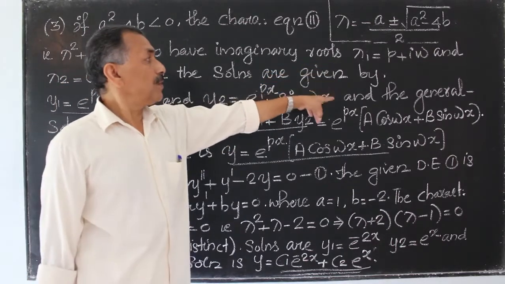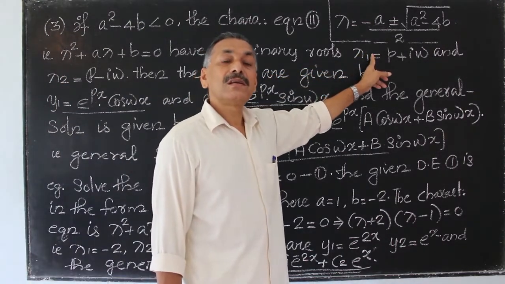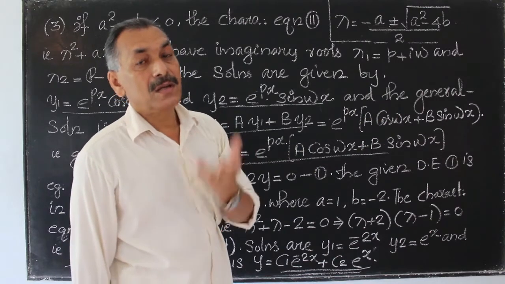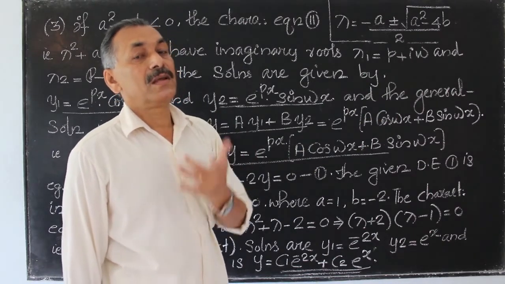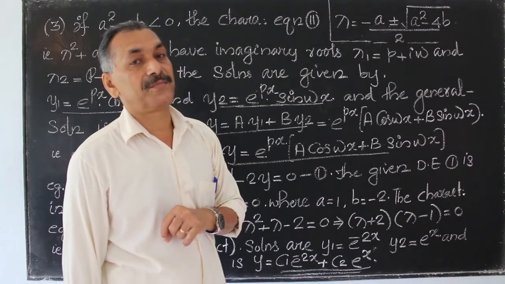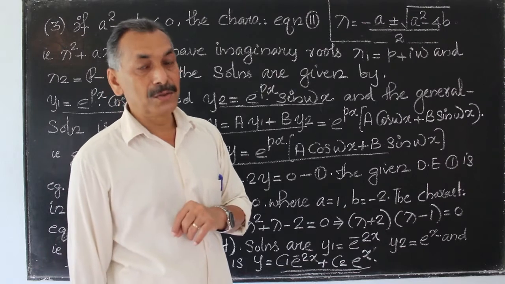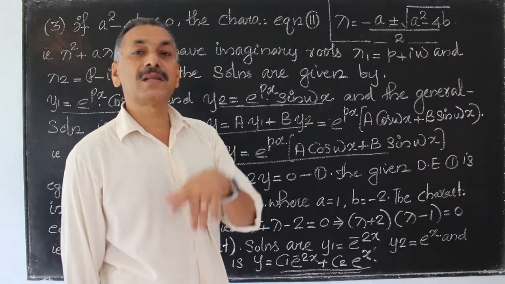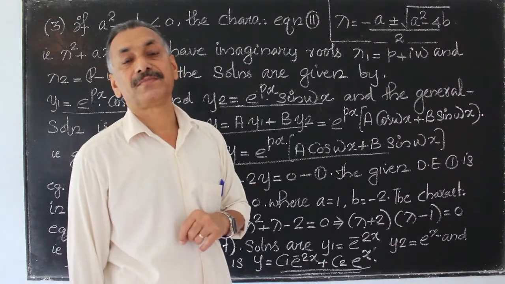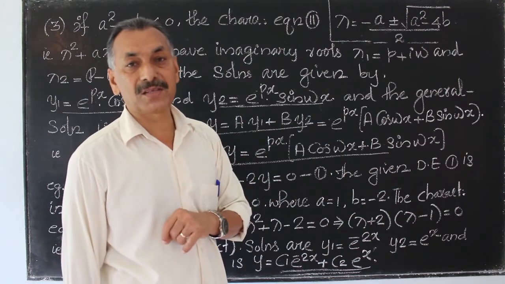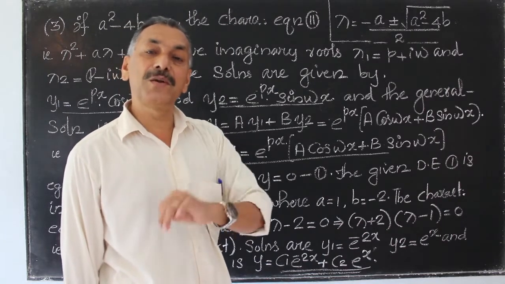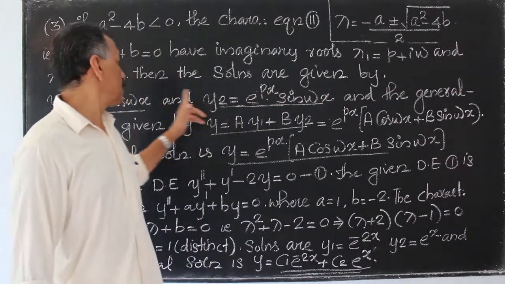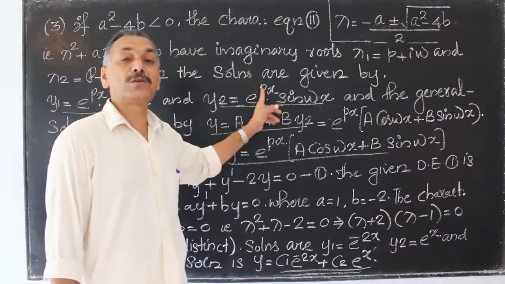Okay? Now lambda 1 gives the solution e raised to lambda 1 x. What is e raised to lambda 1 x? It is e raised to p plus i omega x, which is equal to e raised to px into e raised to i omega x. We know e raised to i theta is equal to cos theta plus i sin theta. So that is e raised to px into cos omega x plus i sin omega x. Similarly for p minus i omega. Then y1 and y2 are obtained from the sum and difference of these solutions, giving y1 equal to e raised to px into cos omega x, and y2 equal to e raised to px into sin omega x.